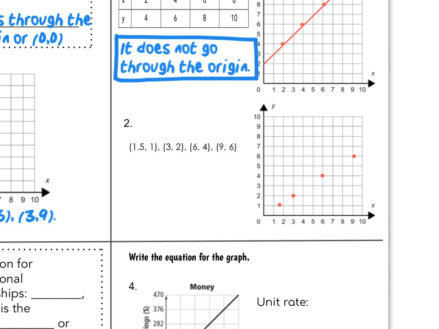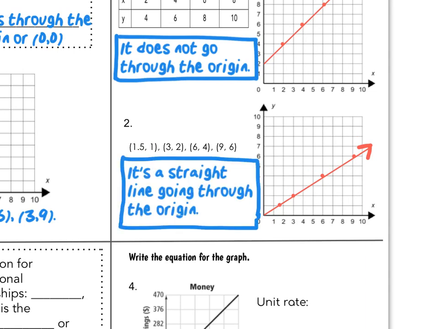Now we're going to connect the dots with our straight edge. When you connect them, you'll see that this line will go through the origin. It's a straight line, and it does go through the origin. So when we explain how we know based on the graph, we have to say both things: it's a straight line going through the origin. Go ahead and write that explanation next to the graph. Pause the video so you can do so, and when you're ready to continue, press play. Please pause now.